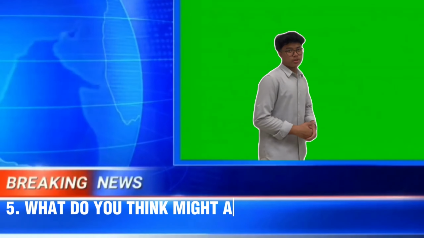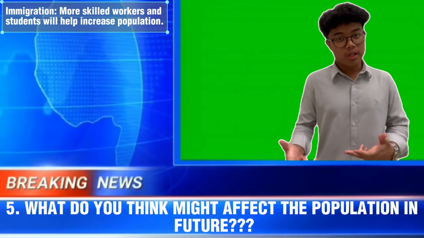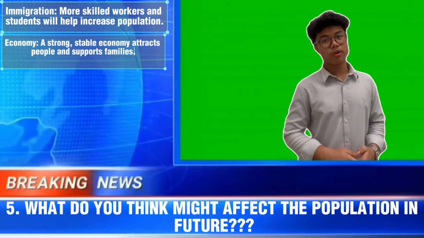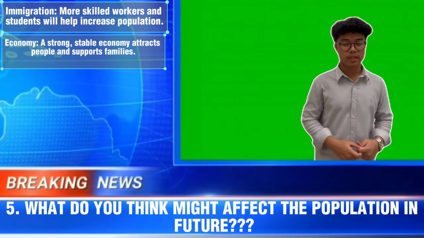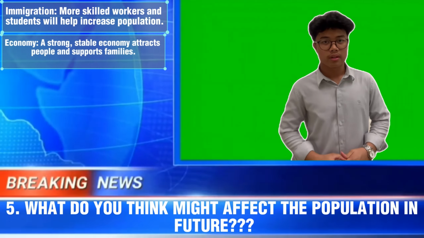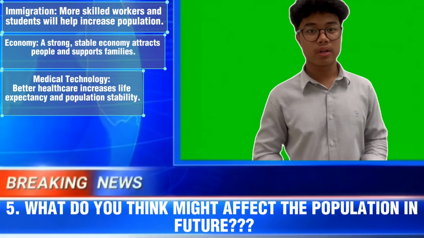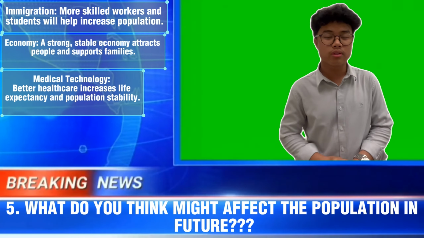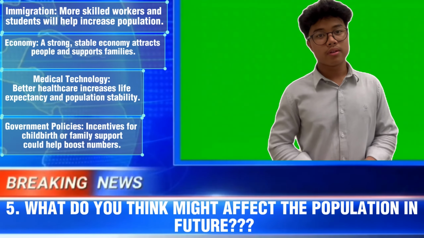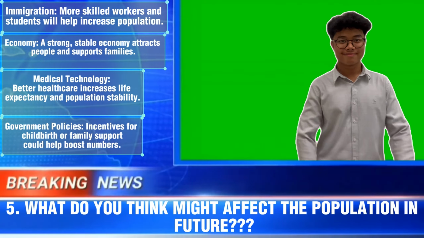Future population depends on things like immigration. More people, or skilled workers or students coming in, can help in the growth of the population. Besides, a strong economy can also attract more people to come into the country. And other than that, good healthcare means people can live longer in the country. And as of 2021, the government provides a 6-month parental leave to each parent to grow a good family.